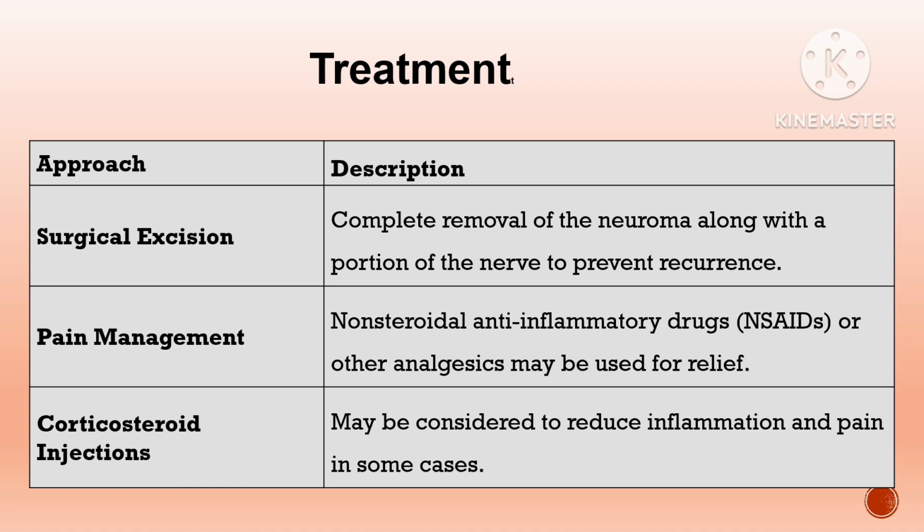Management comprises surgical excision, where complete removal of the neuroma along with a portion of the nerve is done to prevent recurrence. Pain management is done through non-steroidal anti-inflammatory drugs or other analgesics for relief only. Corticosteroid injection may be considered to reduce inflammation and pain in some cases.